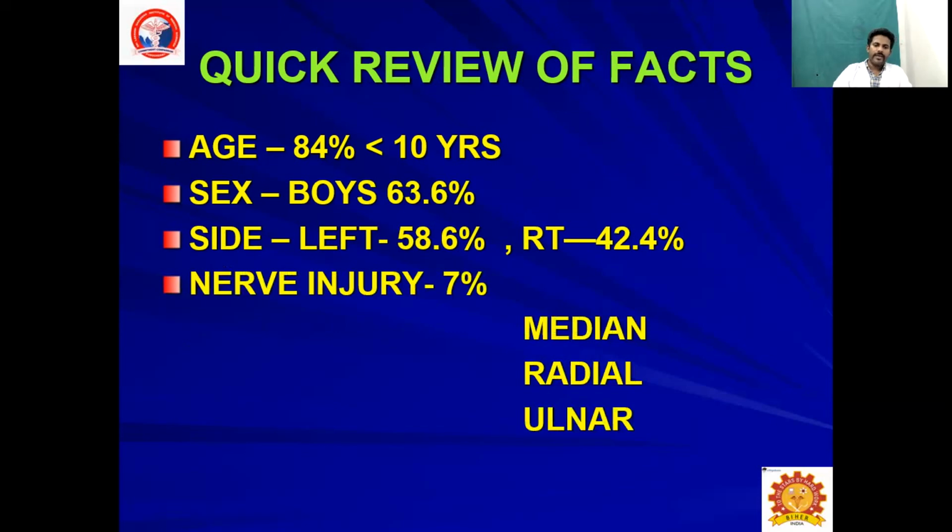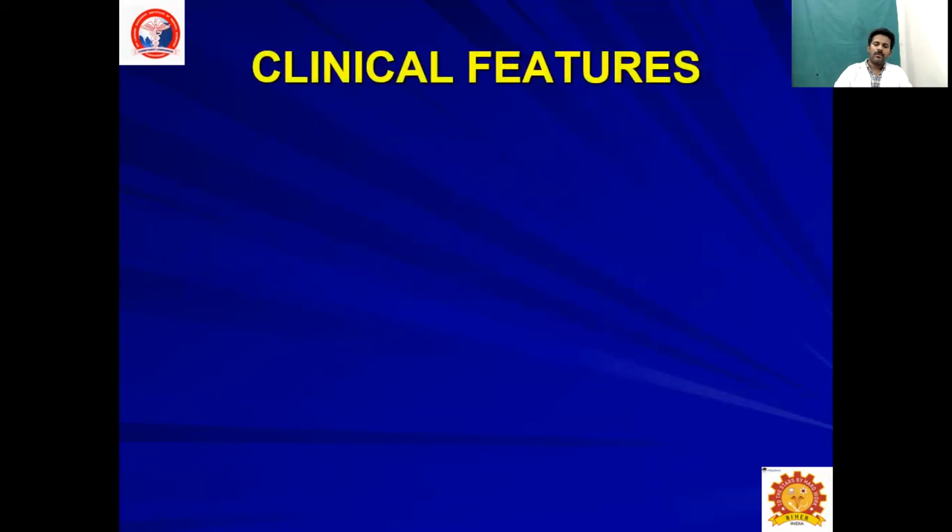Nerve injuries: with any joint injury, you must always think of any associated soft tissue and neurovascular injuries. Nerve injury occurs in 7%. The nerves which are injured are the median nerve, radial nerve, and ulnar nerve, as you all know.